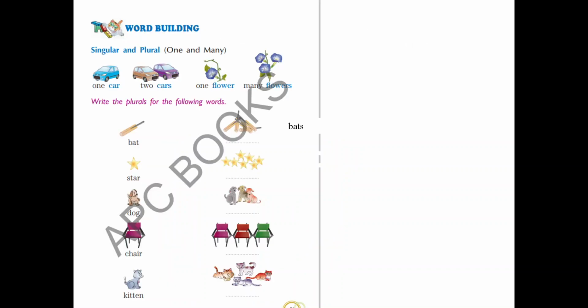Now page number 21, we will solve the plural form by adding s. Bat, one bat, many bats. One star, many stars. One dog, many dogs. One chair, many chairs. One kitten, many kittens.